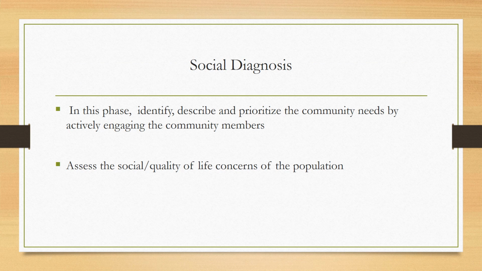Now we will look at the individual functions of this model. We will first of all look at the PRECEDE aspect, which has 5 major branches. The social diagnosis helps you to assess and identify the community needs, describe them, prioritize them, and then be able to actively involve the community in the identification of those needs. It also helps you to assess the quality of life.